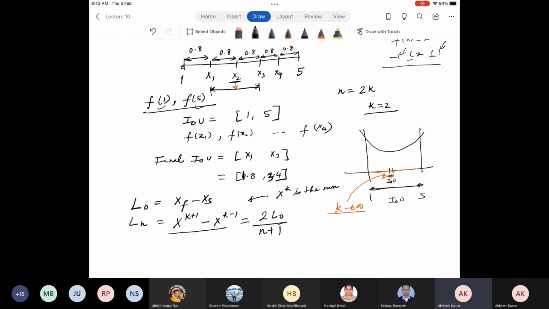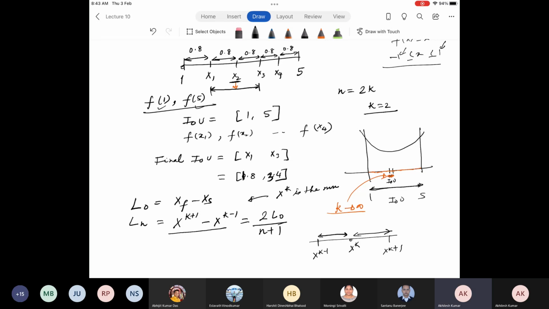Does this make sense? Suppose this is your xk, which is the minimum, you have S. This is your xk, this is your xk minus 1, this is your xk plus 1. What is the length of each interval we have?